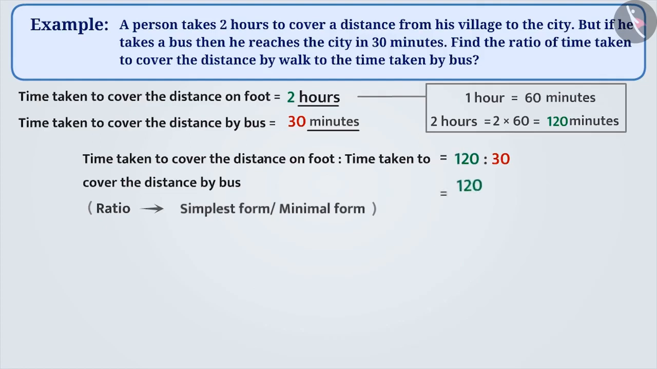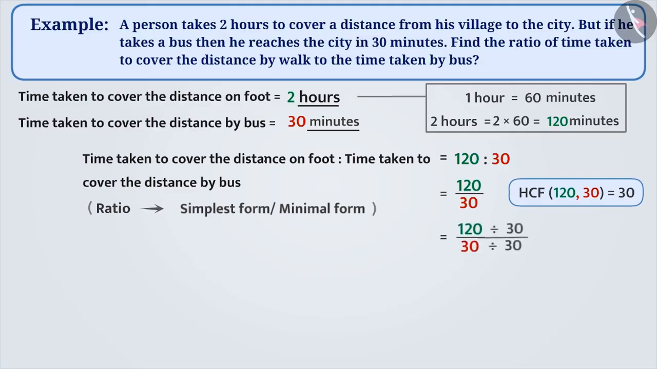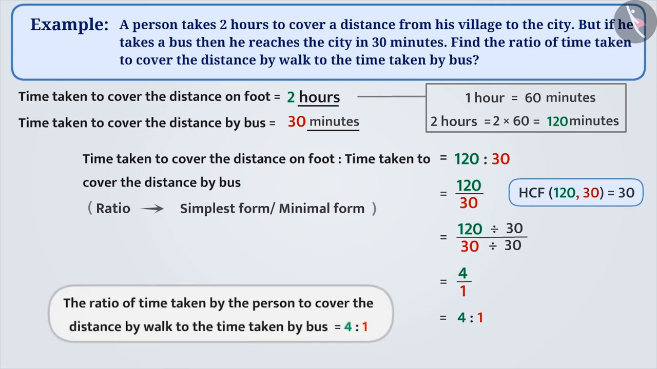We write 120:30 as 120 by 30. Since HCF of 120 and 30 is 30, we will divide the numerator, that is 120, and the denominator, that is 30, by 30. So, we get the simplest form as 4 by 1. This can be expressed as 4:1. Therefore, the ratio of time taken by the person to cover the distance by walk to the time taken by bus is 4:1.